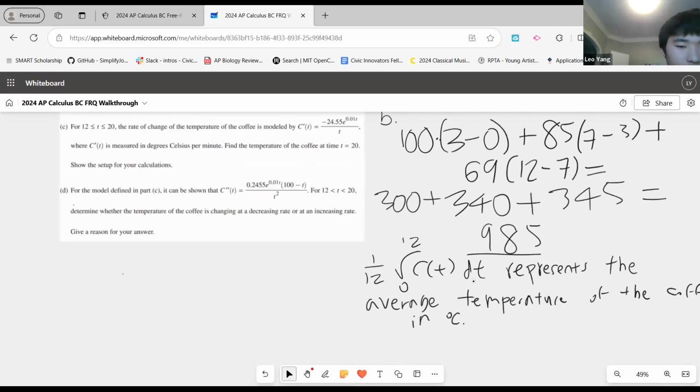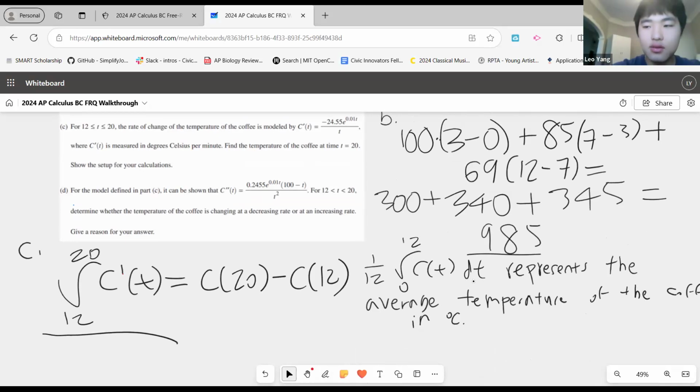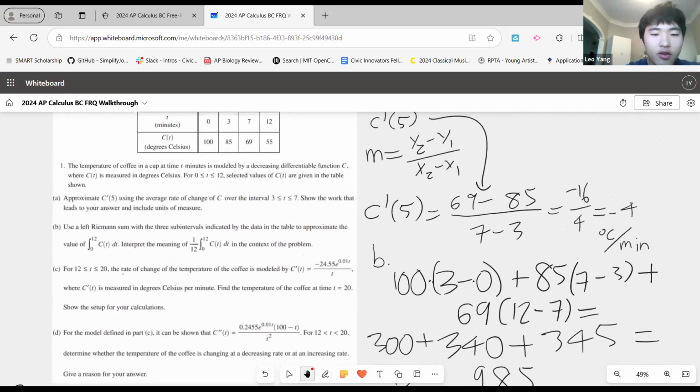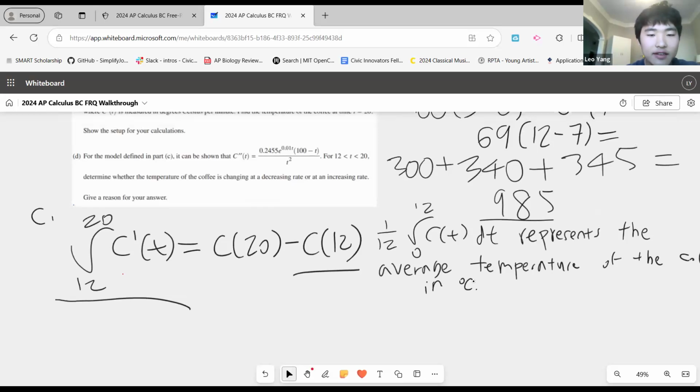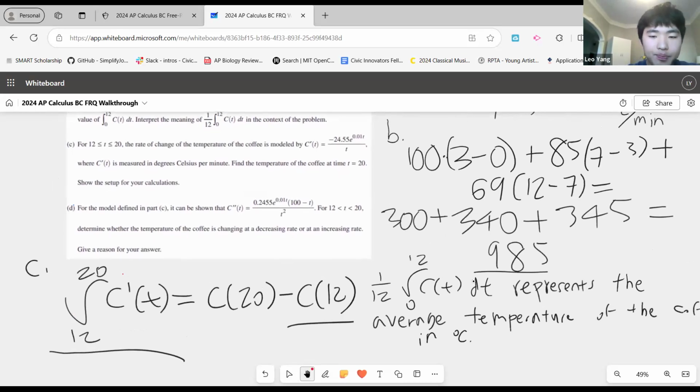So the integral from 12 to 20 of c prime of t is equal to c of 20 minus c of 12. This is part C, by the way. Okay, and we can find this value of the integral from 12 to 20 of c prime of t. Then we know c of 12 because we're given that value, which is 55. And we can find c of 20 from that, which is what the question is asking.